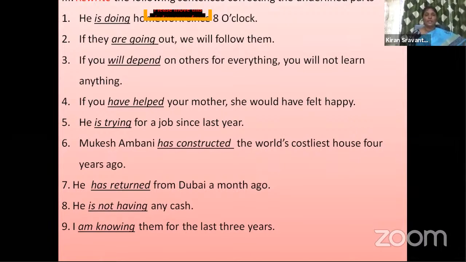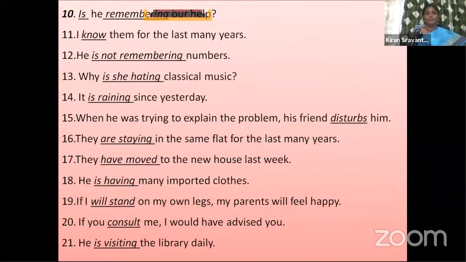He is not having any cash. The verbs of possession should not be used in continuous form, as we learned in present continuous tense. So, he doesn't have any cash. Then, I'm knowing them for the last 3 years. We should not use even the verb know in continuous form, then it will be unacceptable. So, I know them. Is he remembering? The word remember also should not be used in continuous form. Does he remember or help?